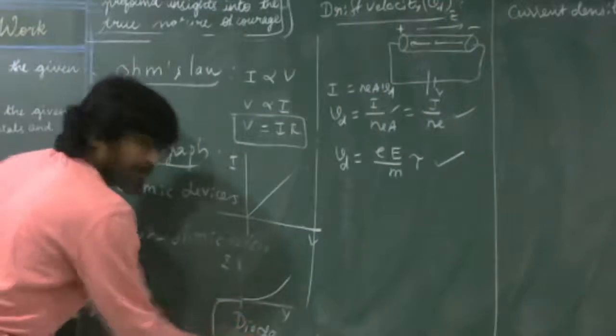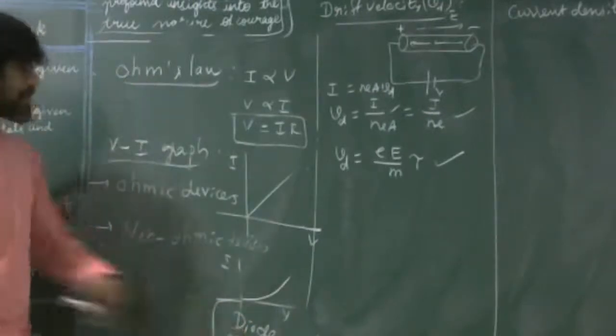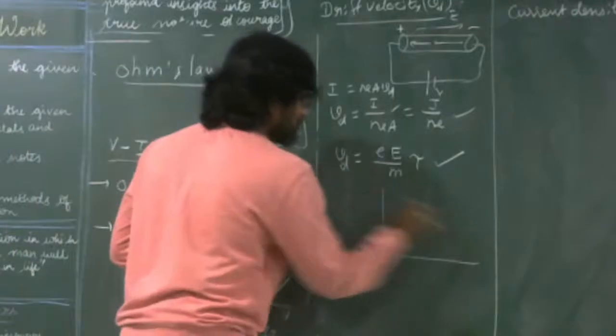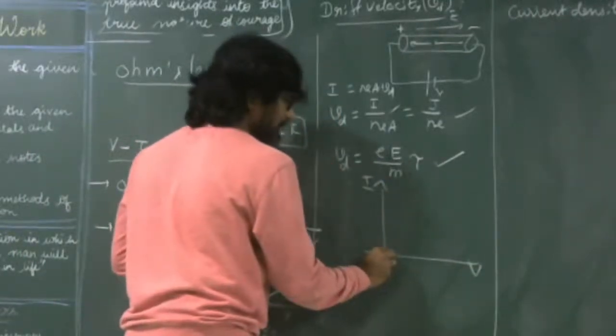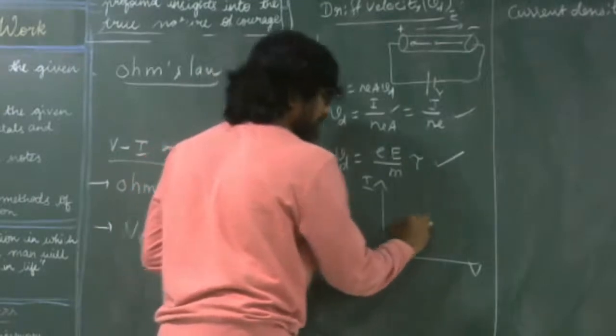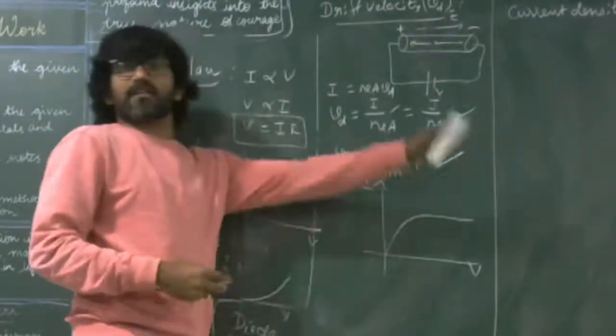This is for a diode. Right? For a transistor, VI characteristics look like this. As V increases, the current will increase gradually and becomes constant. We call it the saturation current.